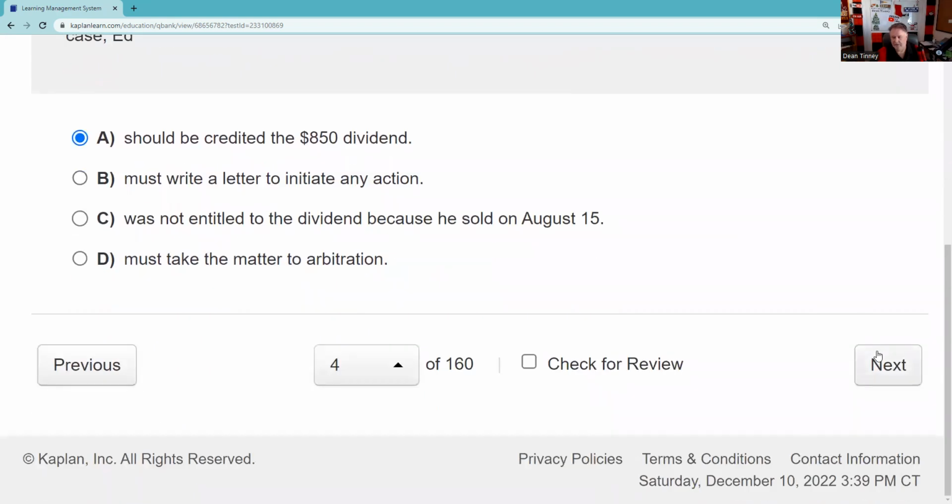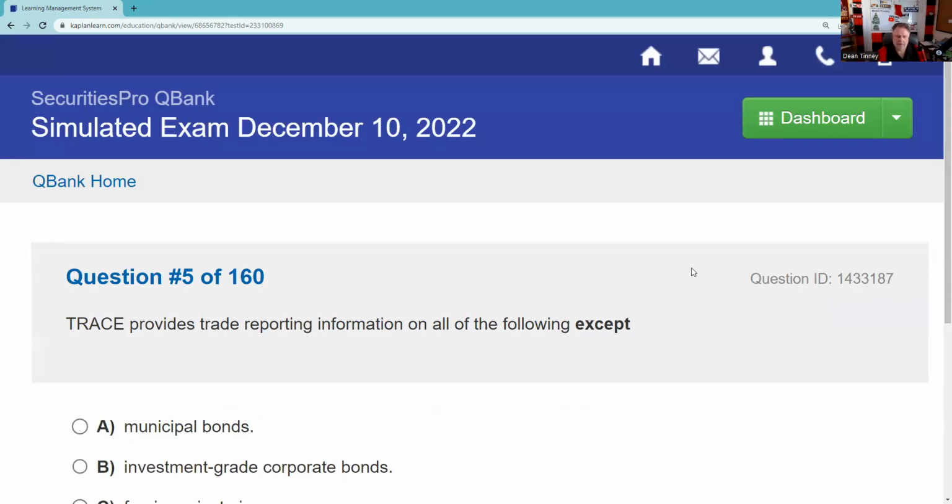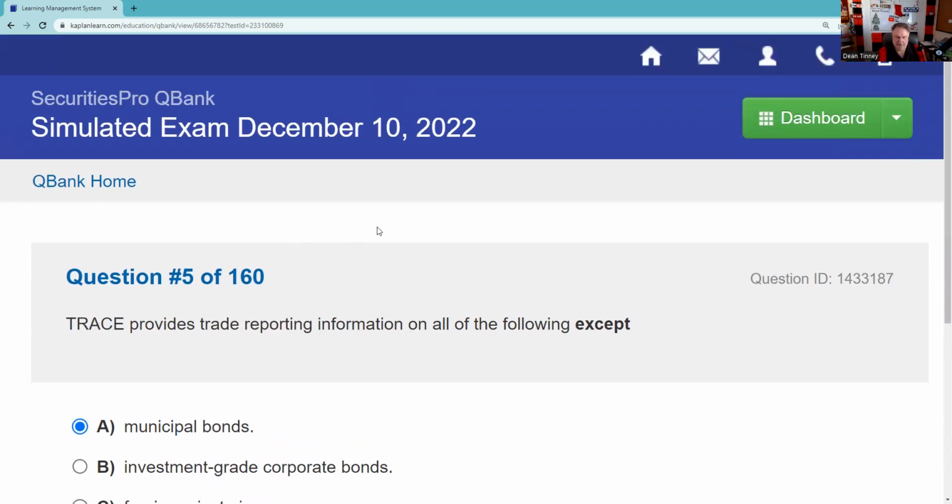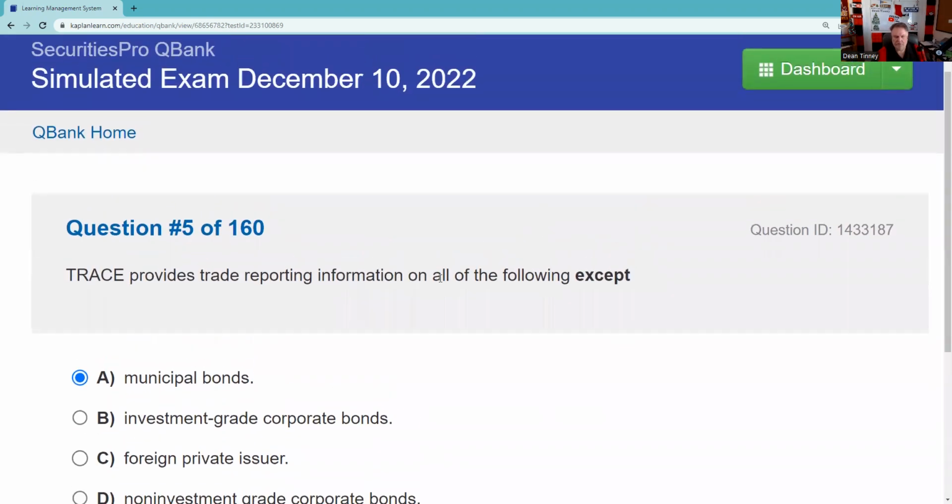Question 5. TRACE provides reporting information on all the following except. Municipal bonds. No, municipal bonds, remember the thing for municipal bonds is not TRACE. Municipal bonds have their own thing. Yeah, it's for debt, right? Investment grade corporate bonds, foreign private issuers, non-investment grade. Indeed, indeed. Muni bonds are typically done through MSRB. So A.